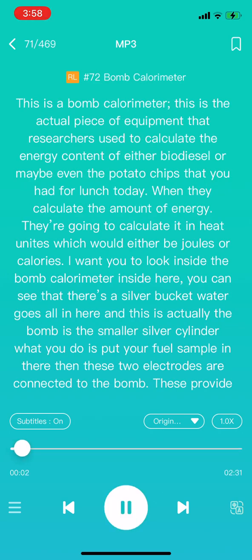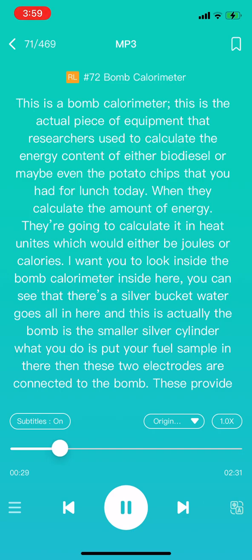This is a bomb calorimeter. This is the actual piece of equipment that researchers use to calculate the energy content of either biodiesel or maybe even the potato chips that you had for lunch today. When they calculate the amount of energy, they're going to calculate it in heat units, which would either be joules or calories. I want you to look inside the bomb calorimeter.